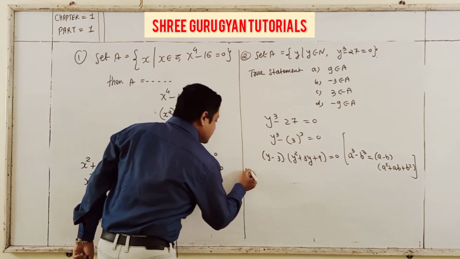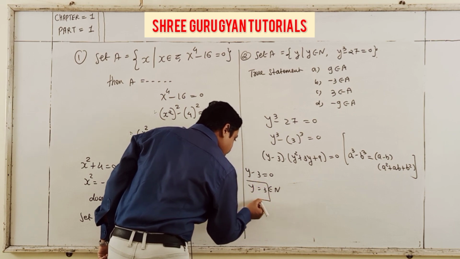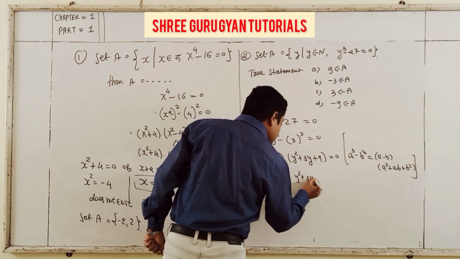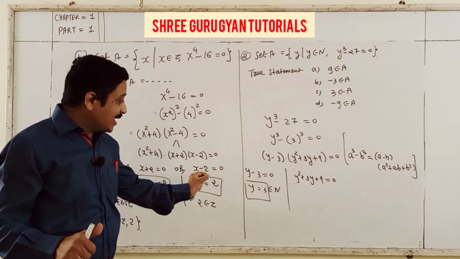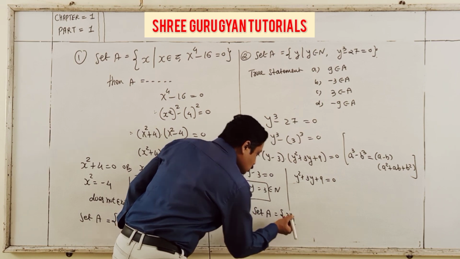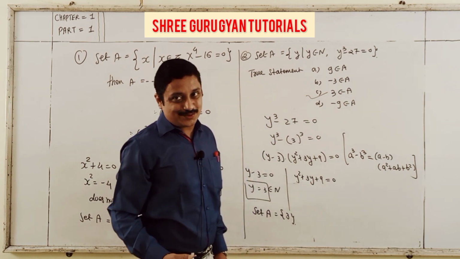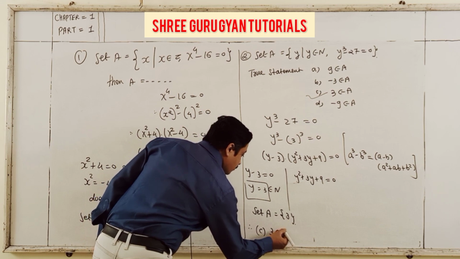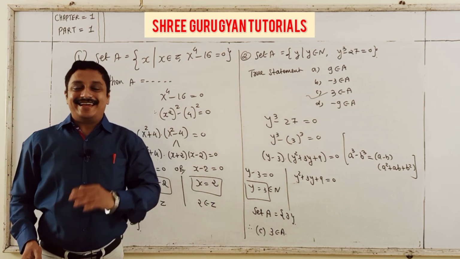So y minus 3 is 0, y is equal to 3. Check, it is a natural number. Yes, it is a natural number. And here y square plus 3y plus 9 equal to 0 has no splitting. So my answer is only and only that set A has 3. So which option will you tick? The option is 3 belongs to A. Therefore, my correct option is C, which has 3 belongs to A. And that's why my answer for the second question is done easily and happily.